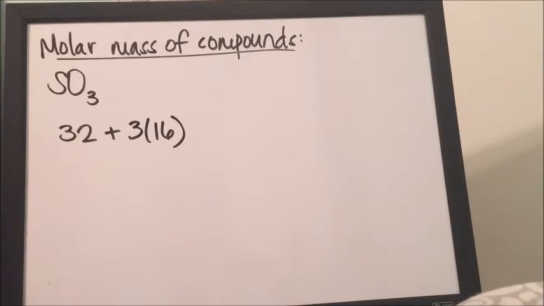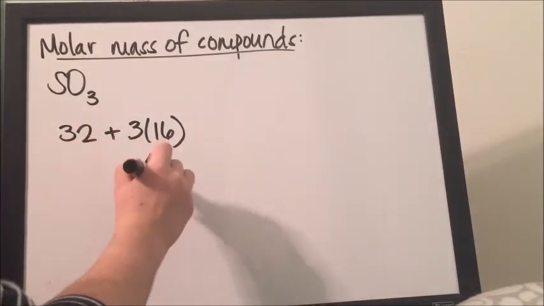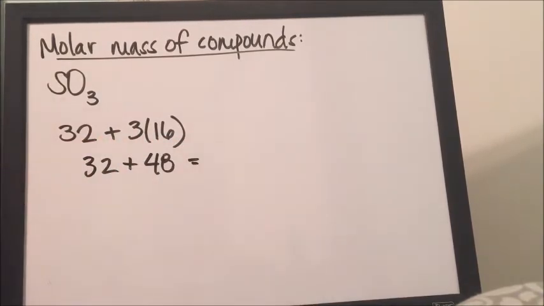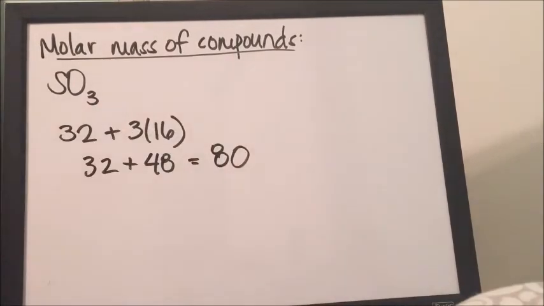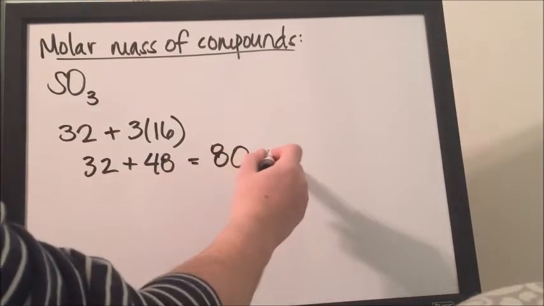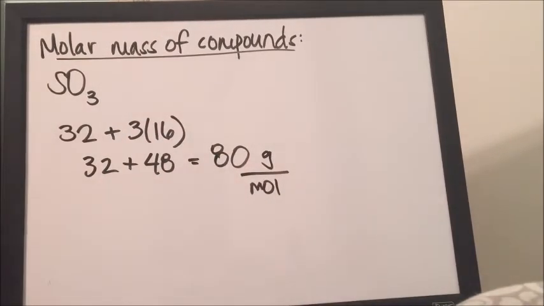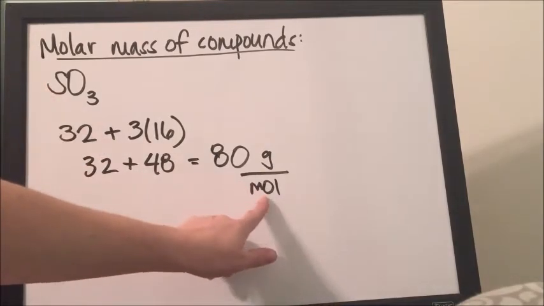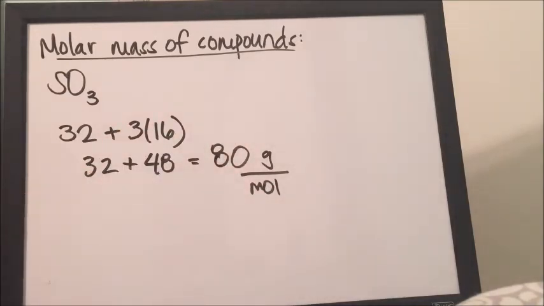So if you want to do this in 2 parts, 3 times 16 is 48, and then adding the 32 to 48 should give us 80. Again, units are really important here, and this is 80 grams per mole. Meaning that if I had 1 mole of SO3, it should weigh 80 grams. That's what molar mass tells us.